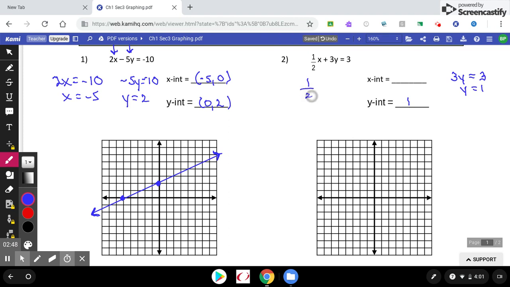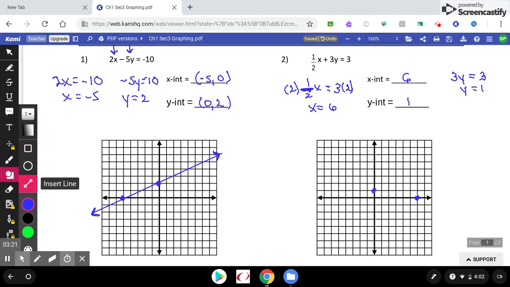All right, if I cover up the 3y, I make him go away. Here's what's left. But everyone seems to forget that a fraction mark means divide. So that says divide by 2. To get rid of it, I could just times by 2. And x is 6. And once you get this far, it's a no-brainer. Just got to find 6 on the x-axis. I got to find 1 on the y-axis. And I just got to connect them. Bingo.